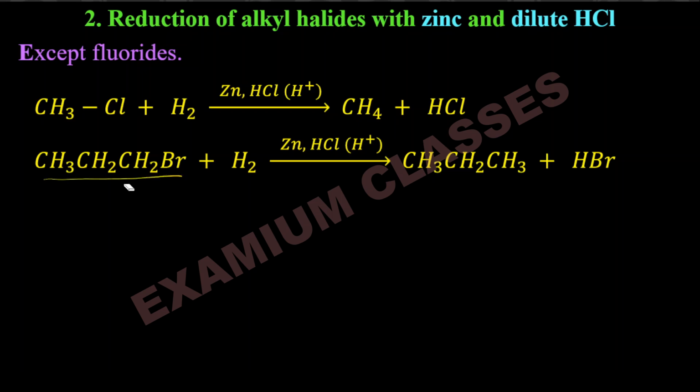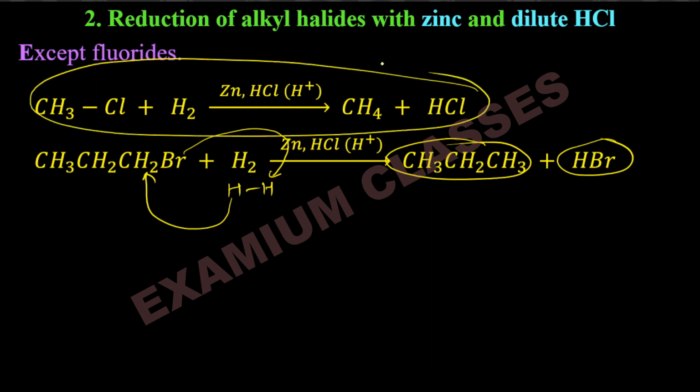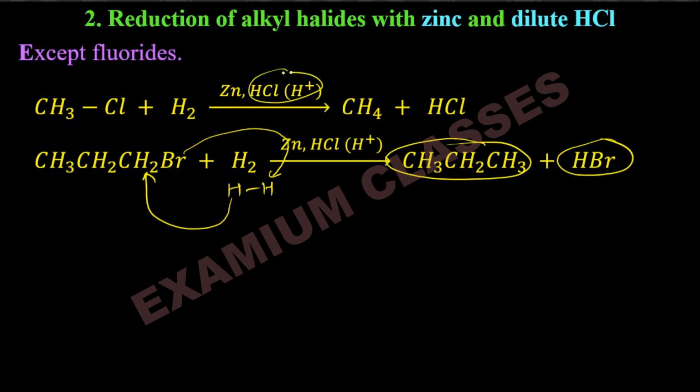Here I have propyl bromide. Okay, again the similar thing. Here you have two hydrogens, one hydrogen will get attached here, so you will get propane, and bromine will get attached to other hydrogen, will give you HBr. Now you might have noticed that in first case we are using HCl and we are getting HCl. Sometimes students get confused here, and students have given wrong answer depending on the situation.